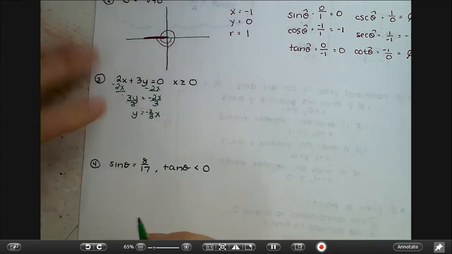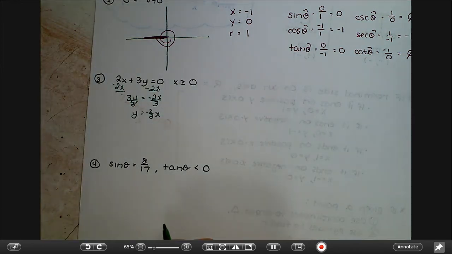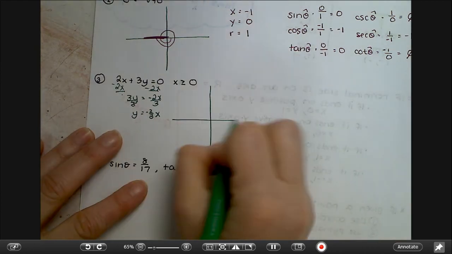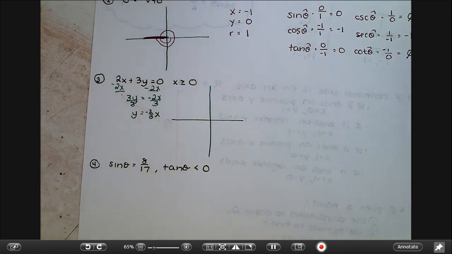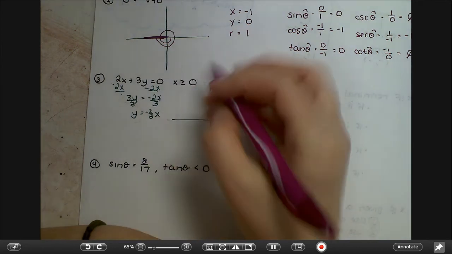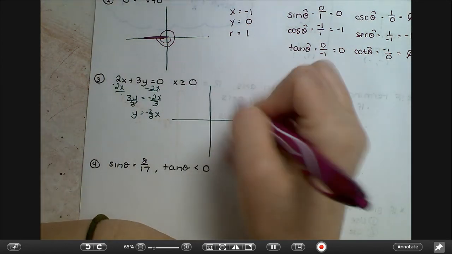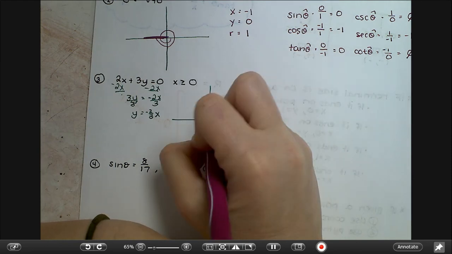All right, so now we have y equals -2/3 x. So let's graph what this would look like. The y-intercept is 0, and it says x is greater than or equal to 0. So we're going to be over here. And that's going to be determined in a second.